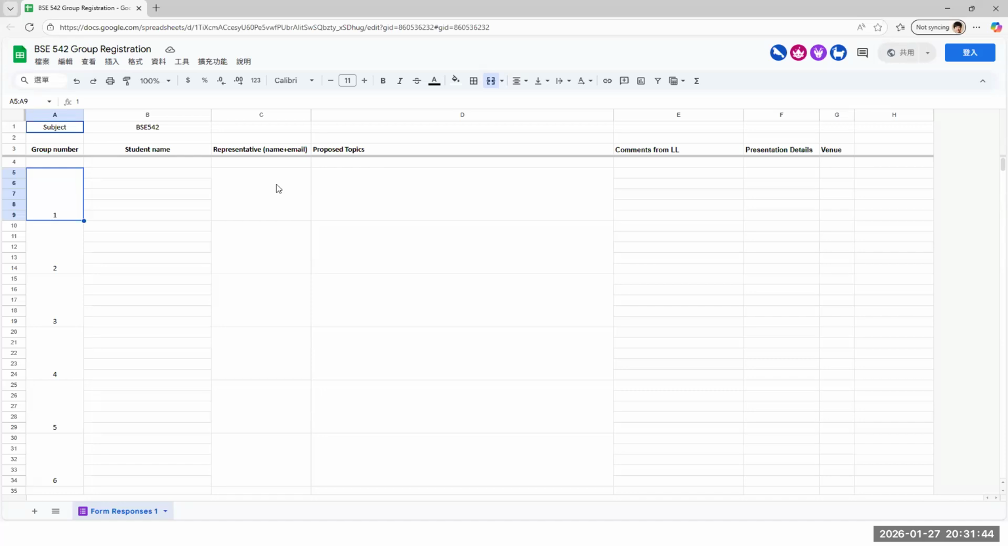Within the class, let me know your proposed topics. I will provide my comments and let you know if I approve your topics. Later, because I don't know how many students finally choose this subject, maybe it's over 140 or 150. The ceiling is 120, but I think it will be more than that figure.